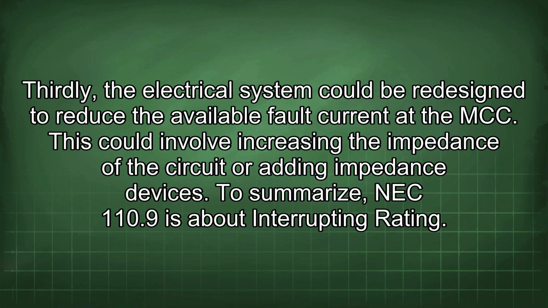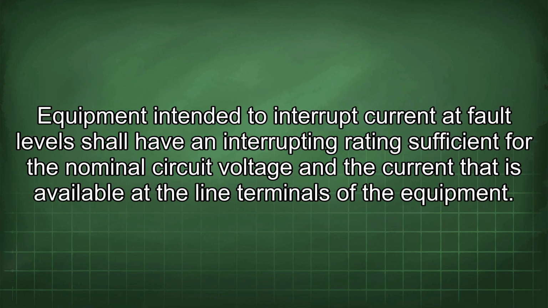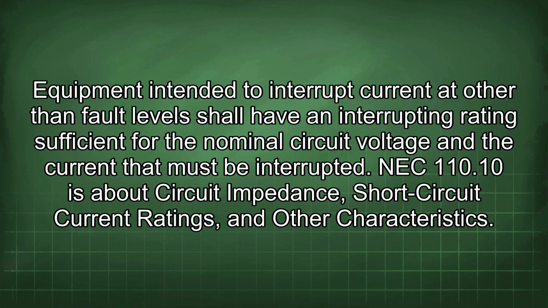To summarize, NEC 110.9 is about interrupting rating. Equipment intended to interrupt current at fault levels shall have an interrupting rating sufficient for the nominal circuit voltage and the current that is available at the line terminals of the equipment. Equipment intended to interrupt current at other than fault levels shall have an interrupting rating sufficient for the nominal circuit voltage and the current that must be interrupted.